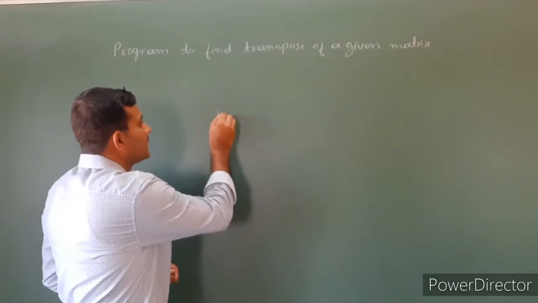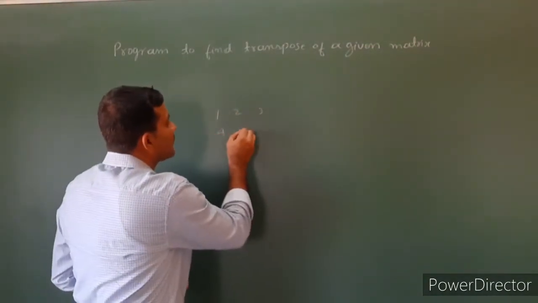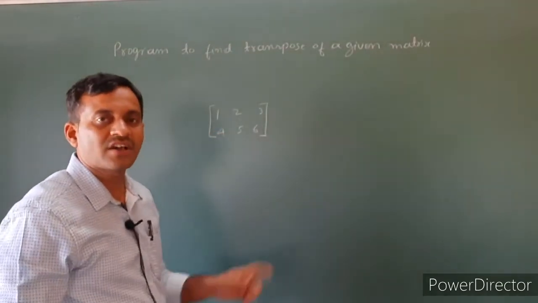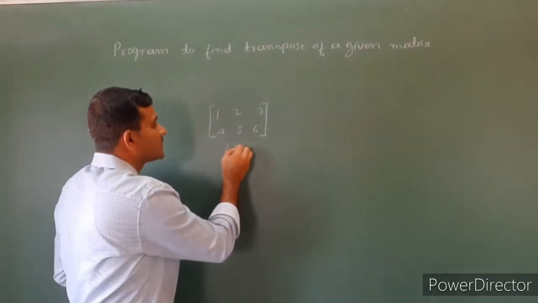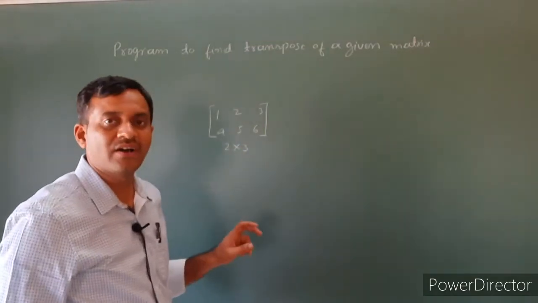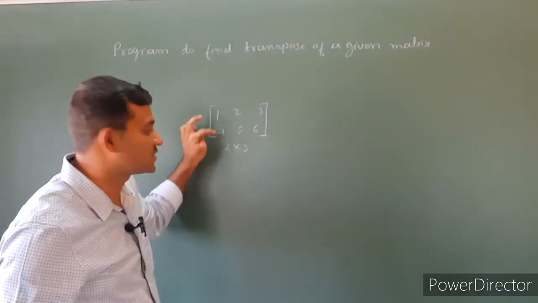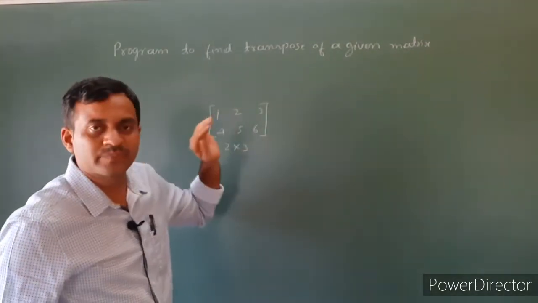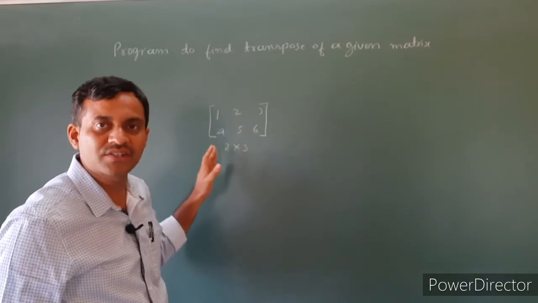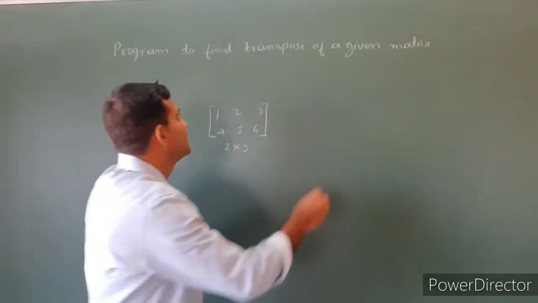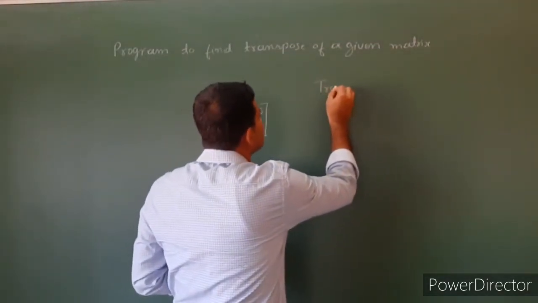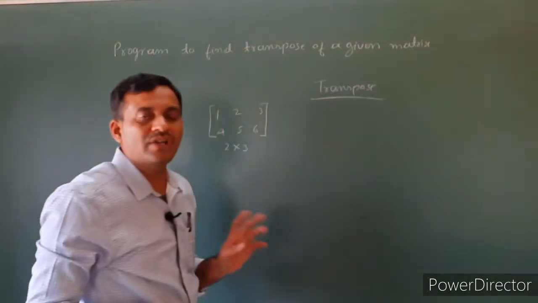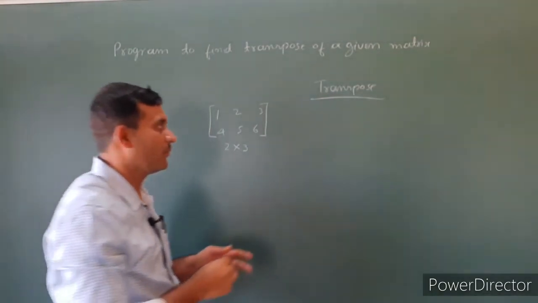For example, if 1, 2, 3, 4, 5, 6 is a matrix, it is a matrix of order 2 cross 3. How do you know it is 2 cross 3? There are 2 rows and 3 columns. So these are the rows and these upside are the columns. So the order is 2 cross 3. Here the meaning of the transpose is we have to interchange the rows and column values.